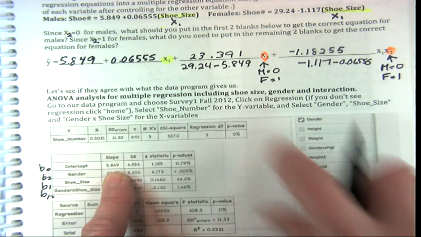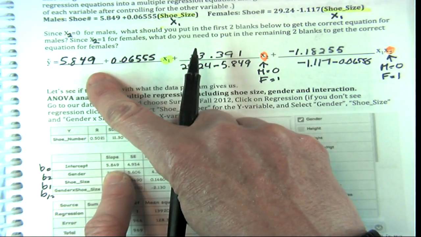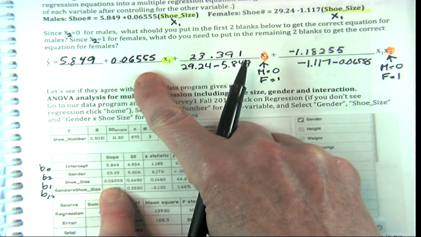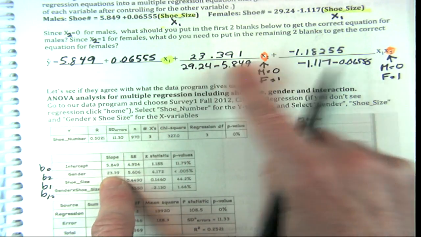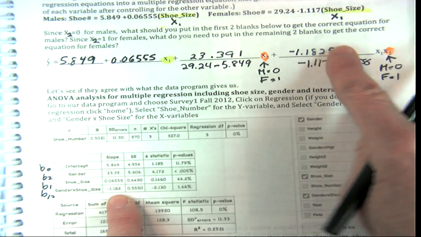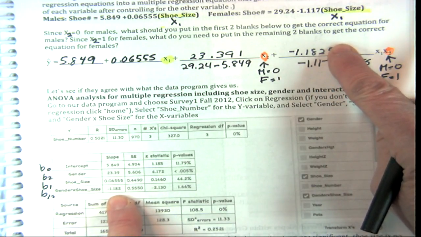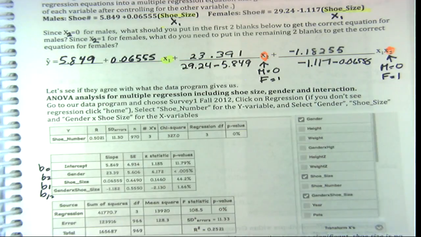And so let's match them up. Yeah, 5.849. That's correct. That one within rounding is correct, and that one within rounding is correct. So that's how we got those.